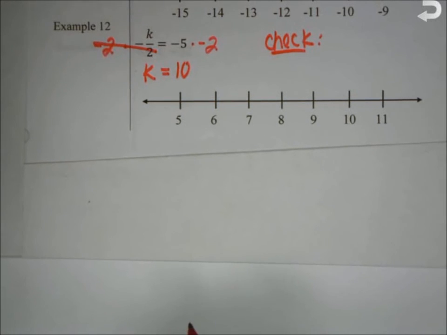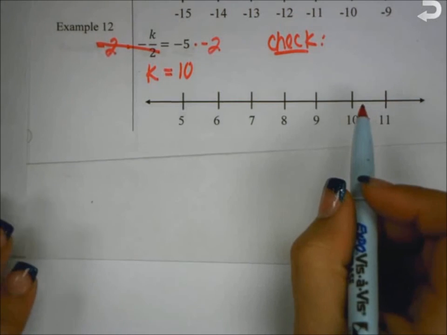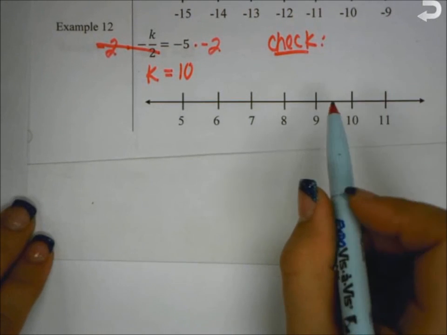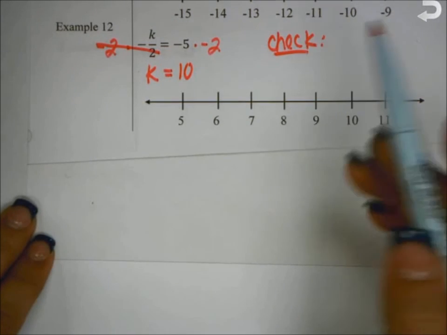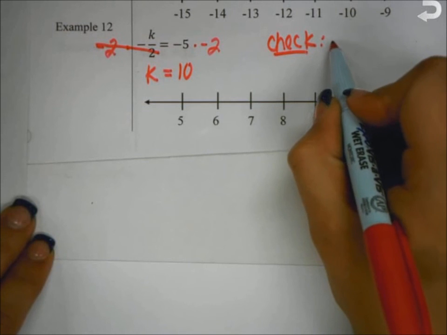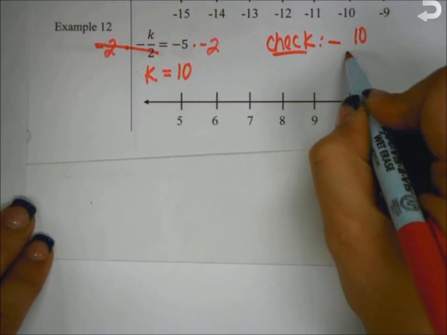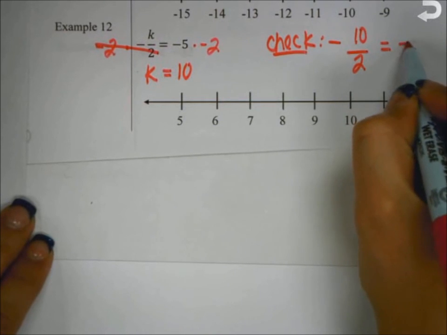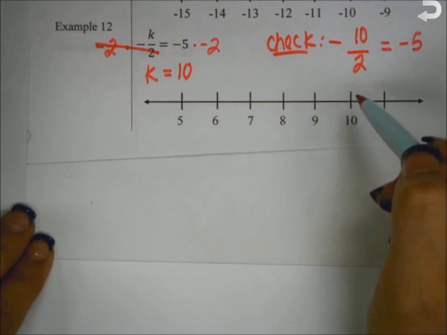You have to plug in 10 for k. Exactly. I plug in 10 for k. So I have negative on the outside, right? 10 divided by 2. And we want that to equal -5. Okay, everybody, 10 divided by 2 gives me? Positive 5. And what happens to that negative? It stays. Equals -5. Is that a true statement? Yes, it is true. So we got the correct answer.